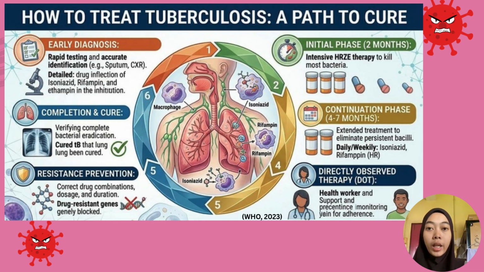If the lungs are clear and no bacteria remain, the patient is considered cured from TB. In conclusion, TB treatment involves several important steps, including early diagnosis, intensive treatment, continuation therapy, patient monitoring, and prevention of drug resistance. Following the treatment plan properly is very important to achieve full recovery and prevent the spread of tuberculosis.